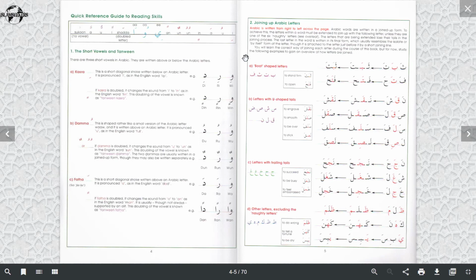The letters that are being extended lose their tails in the joining process. The last letter in the word is written in its final form, which usually resembles the isolated, or by itself, form of the letter, though it is attached to the letter just before it by a short joining line. You will learn the correct way of joining each letter during the course of the book, but for now, study the examples on page 5 to gain an overview of how the letters are joined. You will now hear each of the Arabic words on page 5 read aloud.